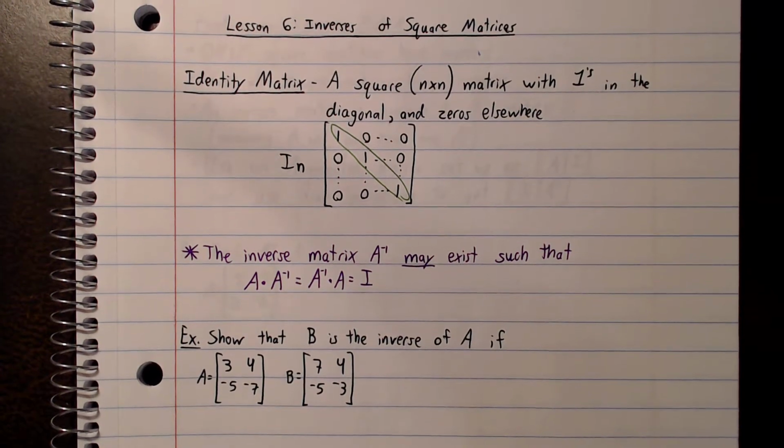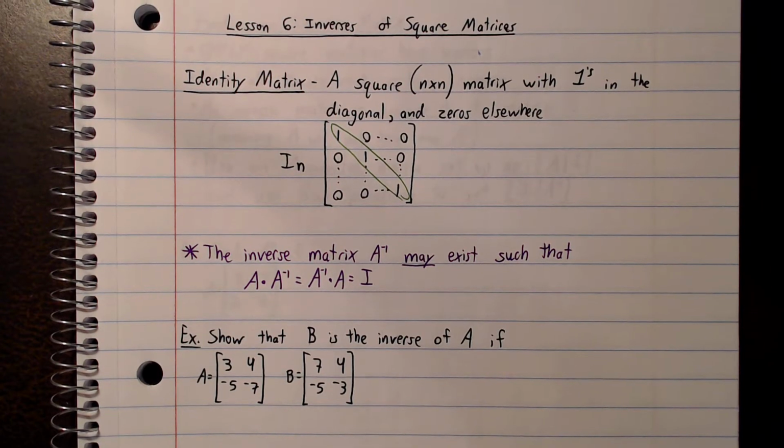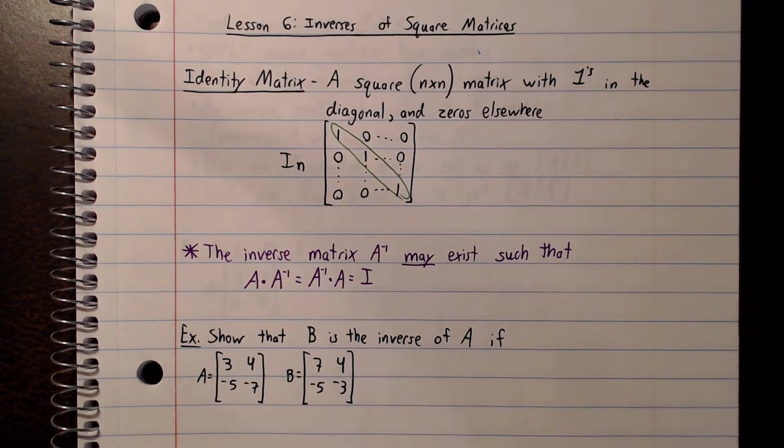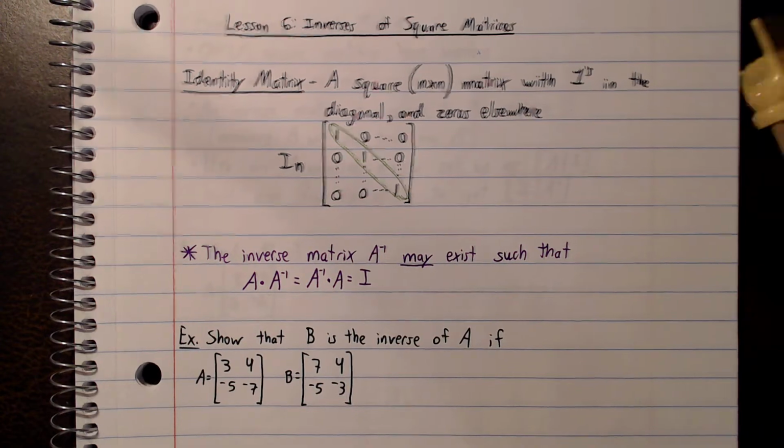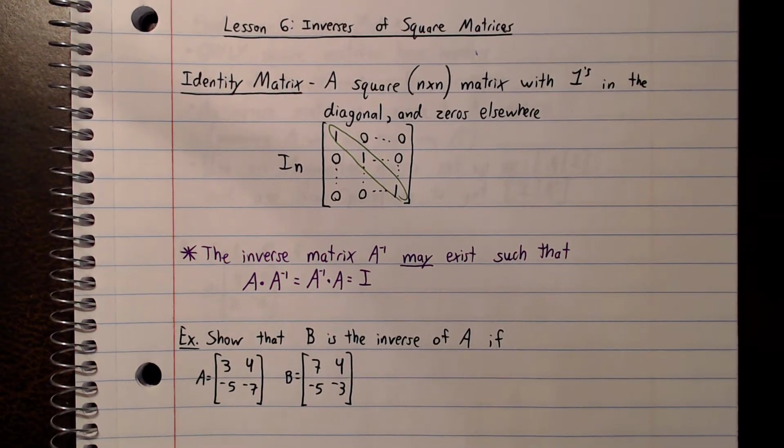Hey, Mr. M here with lesson number 6, inverses of square matrices. Let's get right into it. We're going to start off by looking at what's called an identity matrix. We need this for the definition of inverse, so let's check it out.